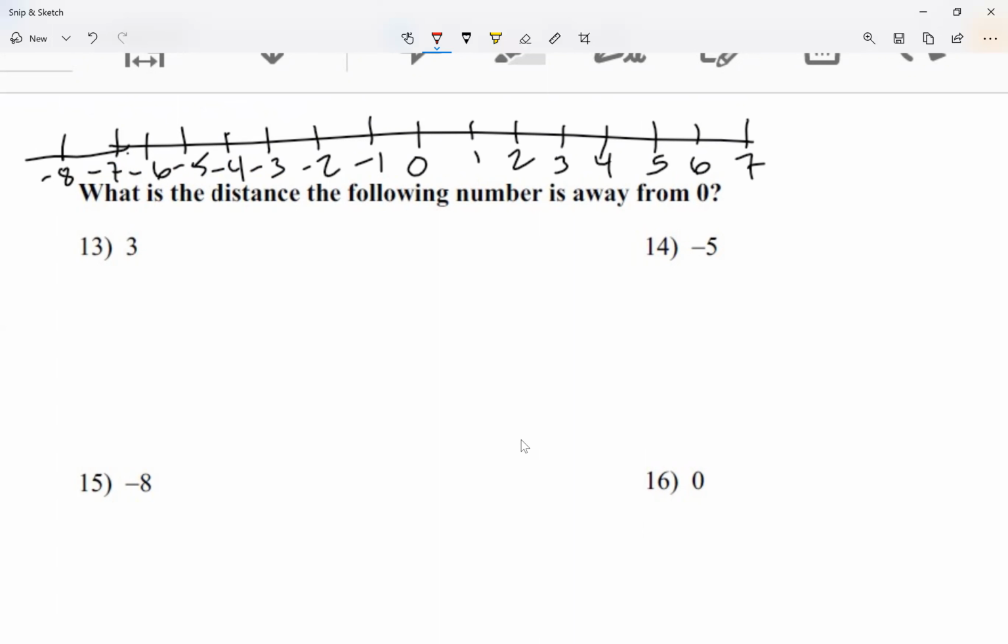For question number 13, I'm asking how far is 3 from 0? So I'm going to look at 3 and I'm going to count the spaces from 3 to 0. So I'm going to count.